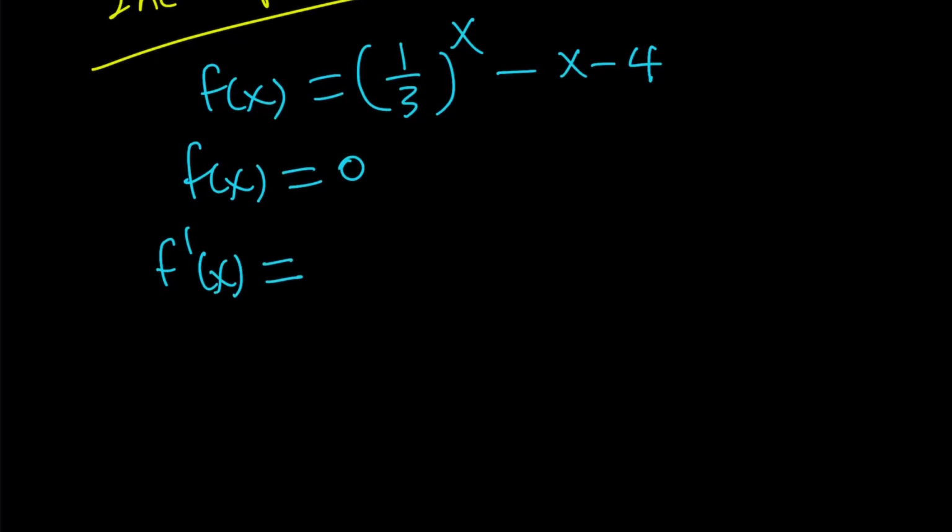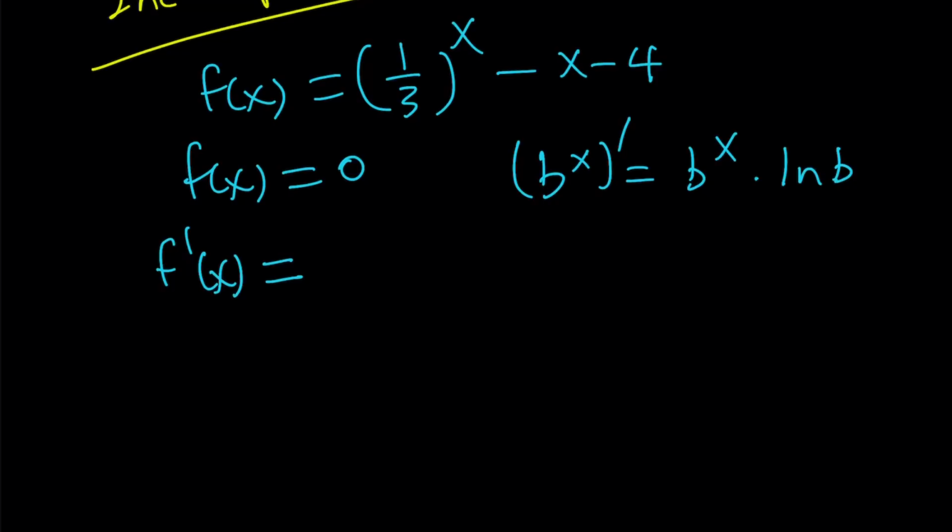Remember, to differentiate b to the power x, what do you need to do? Uh-oh, that's kind of a weird way of writing it. Okay, how do you differentiate b to the power x? Well, you just write the same thing and multiply by ln b. That is the correction factor, because you can write it as e to the power something, and then you can differentiate it, and so on and so forth.